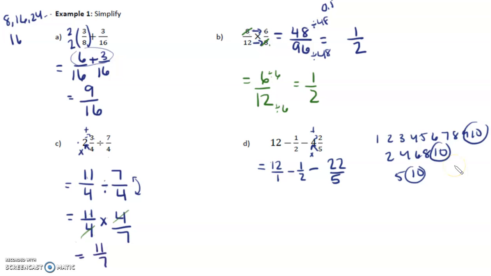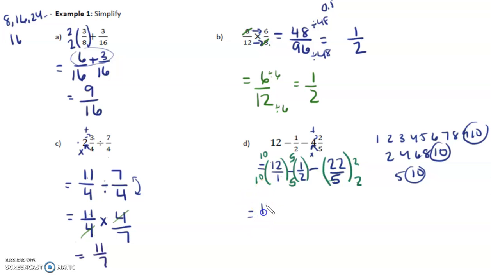So all we're doing is patterning and then finding a common multiple. We get 10. This first fraction, we're going to multiply by 10 over 10 so that the denominator equals 10. The second fraction, we're going to multiply by 5 over 5 so that the denominator equals 10. And the third fraction, we're going to multiply by 2 over 2 so that this denominator equals 10.